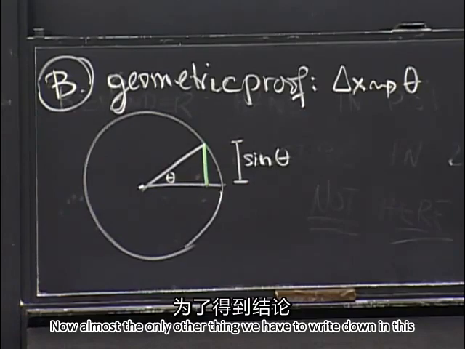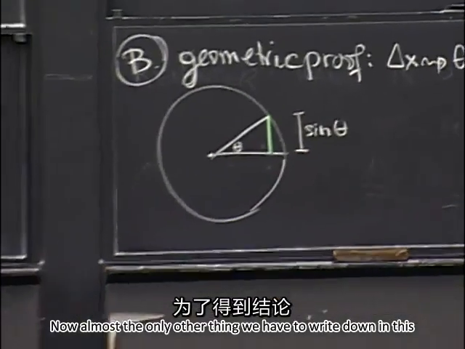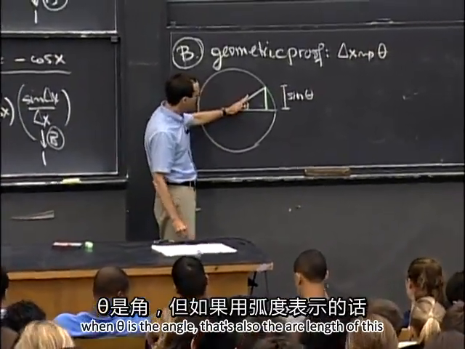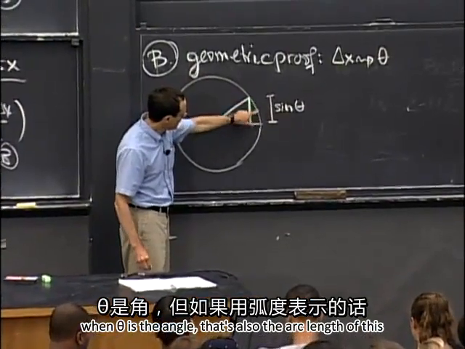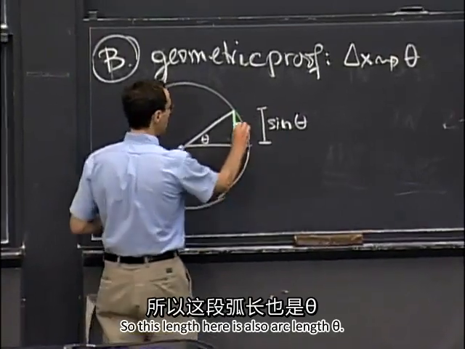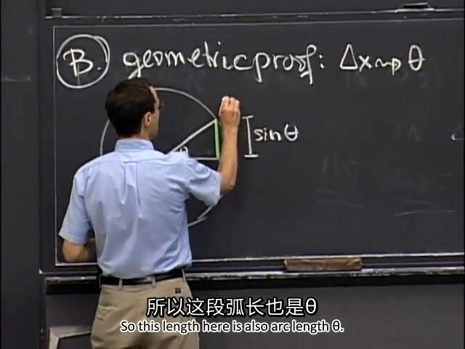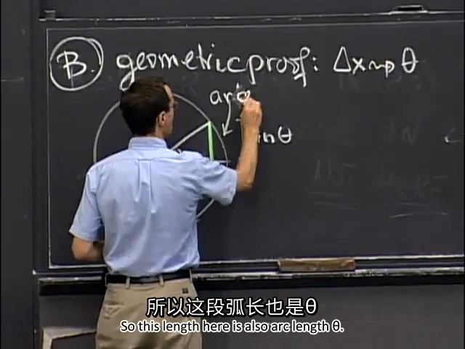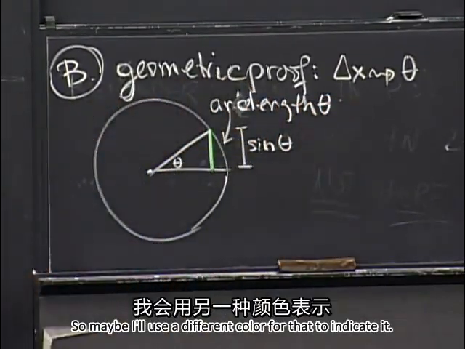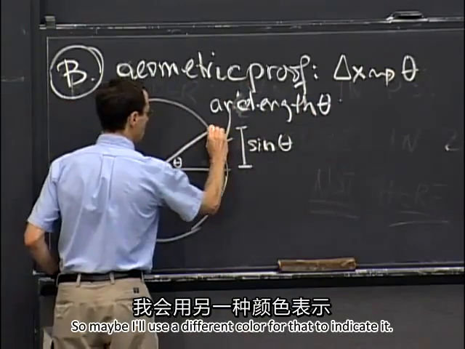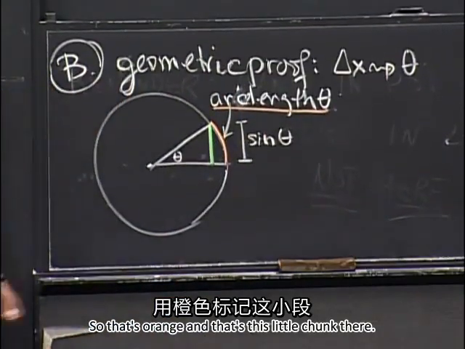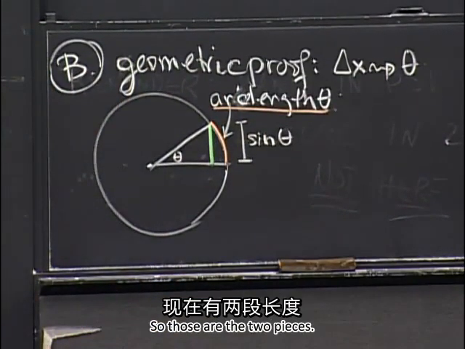Now, almost the only other thing we have to write down in this picture to have it work out is that we have to recognize that when theta is the angle, that's also the arc length of this piece of the circle when measured in radians. So this length here is also arc length theta, that little piece in there. So maybe I'll use a different color for that to indicate it. So there's orange, and that's this little chunk there. Okay? So those are the two pieces.